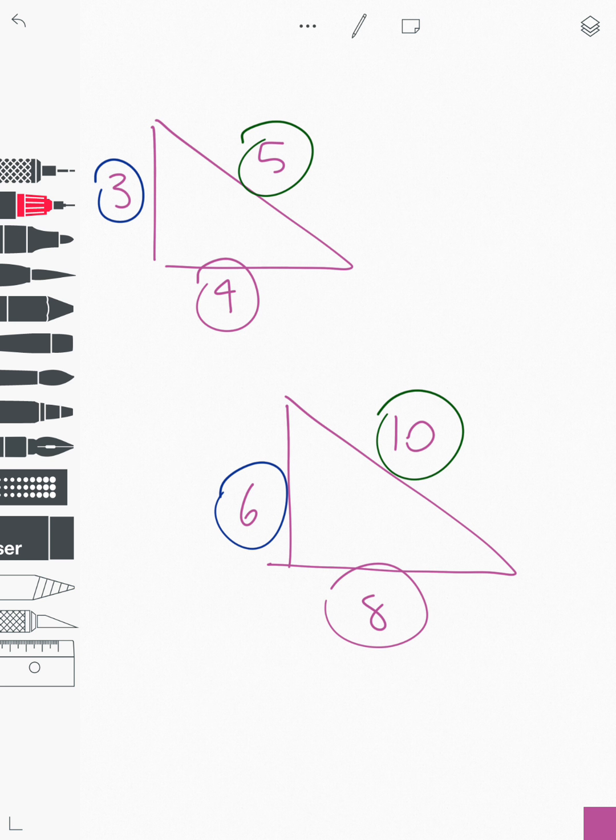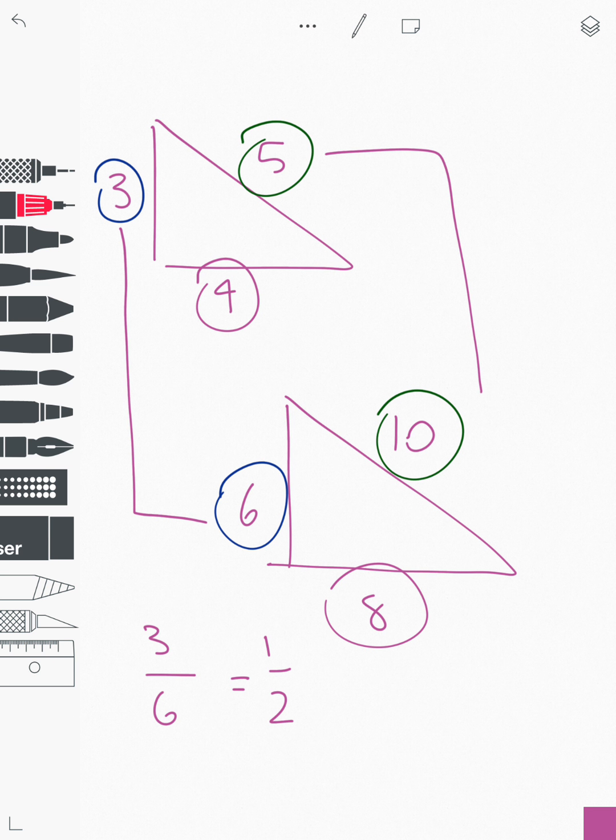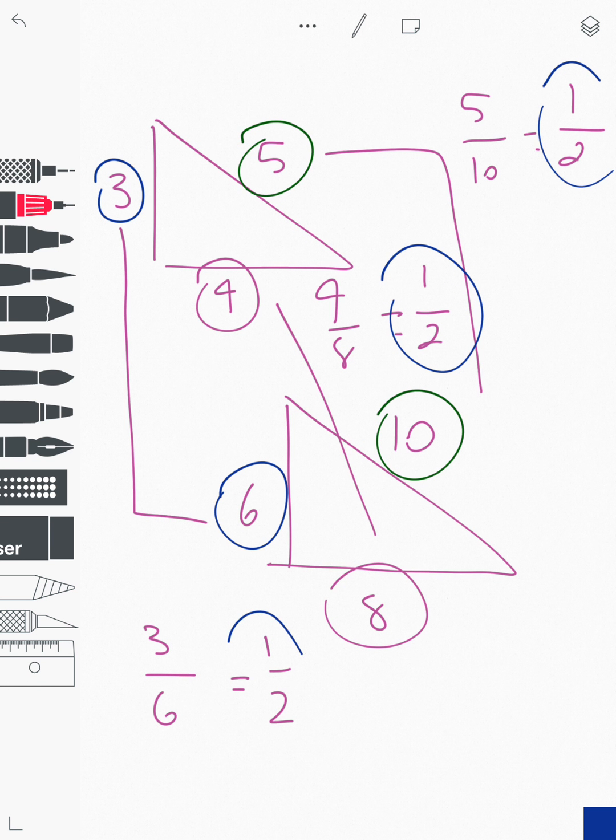Now, the first thing we need to determine for test 2 is, are the three sides proportional to the other three sides of this triangle? Well, I can clearly see that, because if I use these two numbers here, then I can see that 3 over 6 equals 1 over 2. And if I use 5 and 10, again, 5 over 10 equals 1 over 2. And if I use 8 and 4, I can clearly see 4 over 8 equals 1 over 2. So all three sides are proportionate, meaning that these triangles are similar.